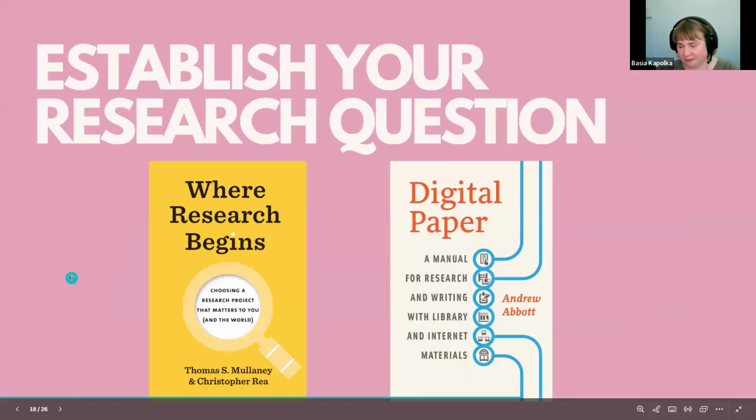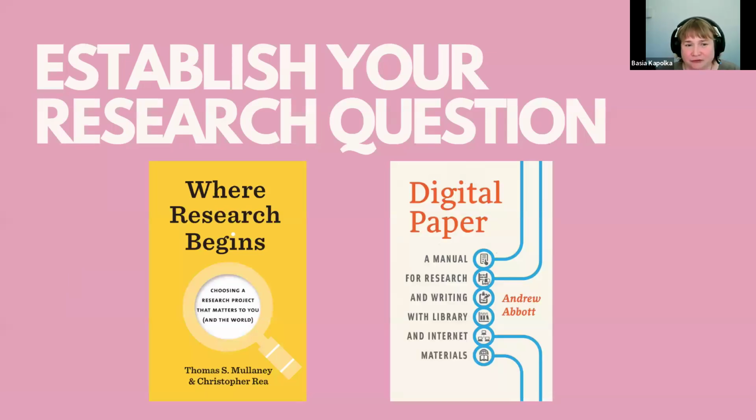But starting with first things first, establishing a research question. This is highly dependent on your field, so I'm not going to say too much about it, but I did want to mention two books that I found very helpful, especially in talking to students about helping them develop their research question and what they're interested in, and turning ideas into concrete lists of questions that can then be researched and found out, or you can develop ways of finding out the answers. So, Where Research Begins is one of them, and then Digital Paper is the other.